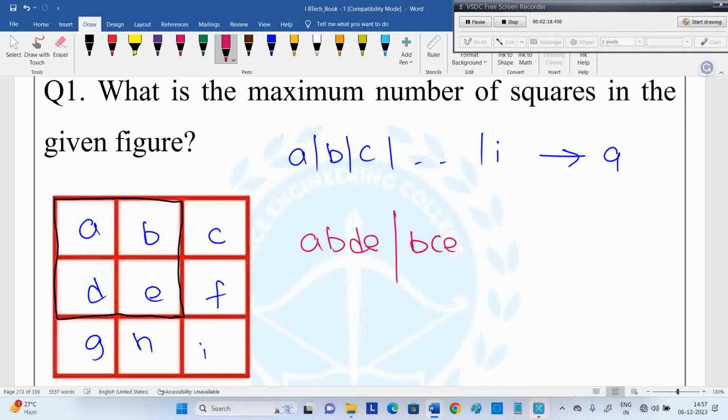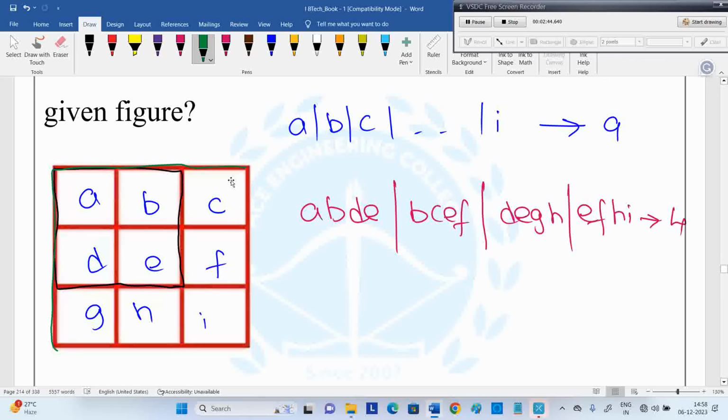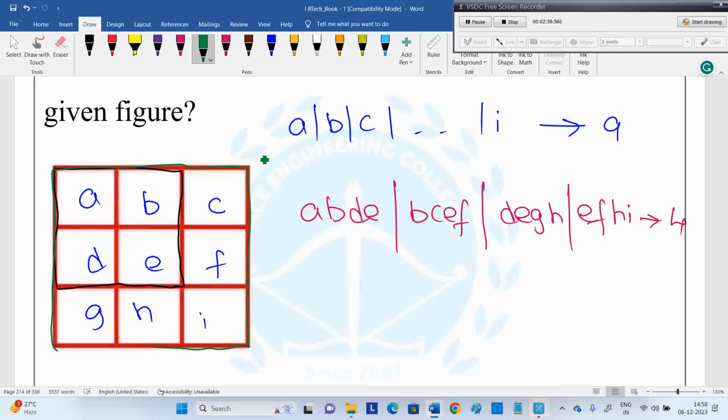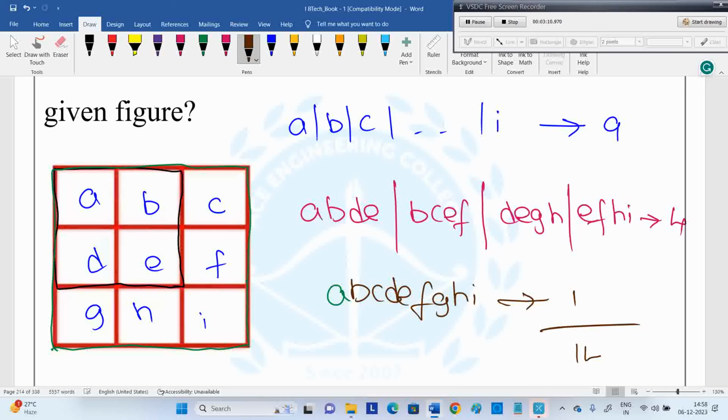Similarly, B, C, E, F is a square. D, E, G, H is a square. E, F, H, I is a square. We have a total of 4. Next, there is one more possibility: the entire shape. If you take the entire shape, A to I, this is also a square. All together, there is one more square. The question is regarding the maximum number, so 14 is the correct answer. The number of squares is 14.